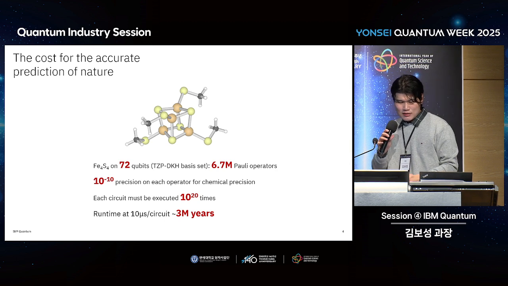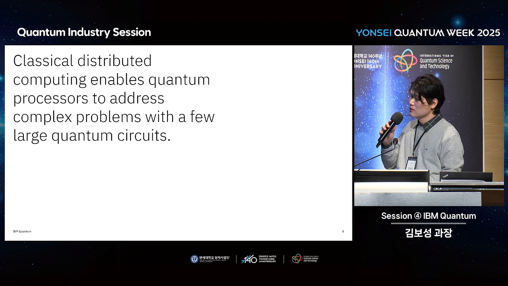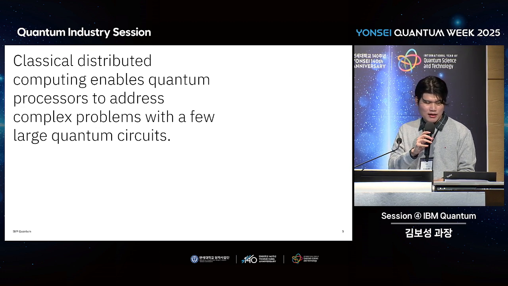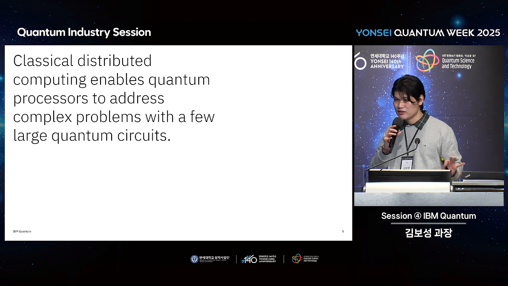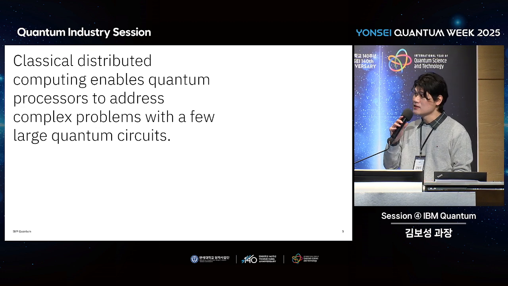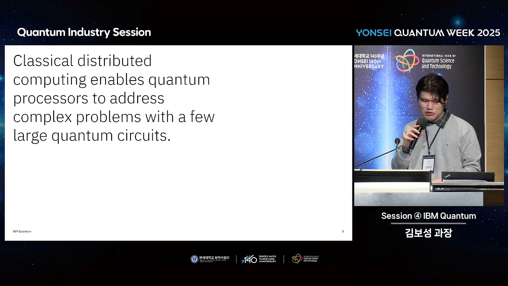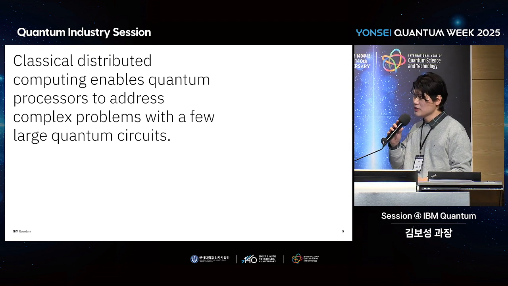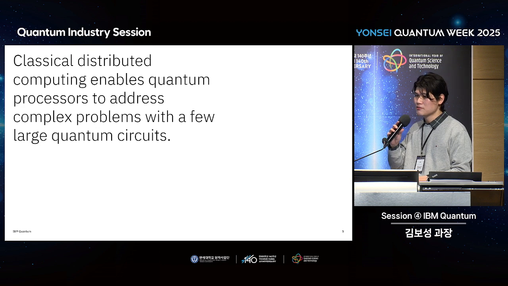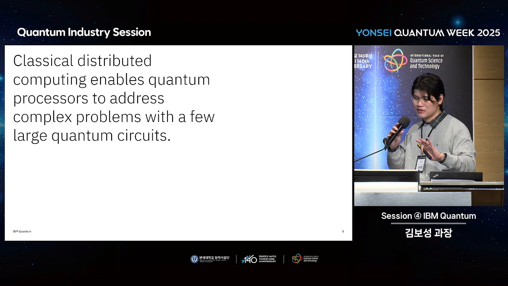But what I want to claim in today's presentation is that classical distributed computing, which we normally call supercomputing, enables quantum processors to address these complex problems with a few large quantum circuits. This means classical computers can accelerate these quantum algorithms and even support achieving results beyond the classical and quantum state-of-the-art applications.